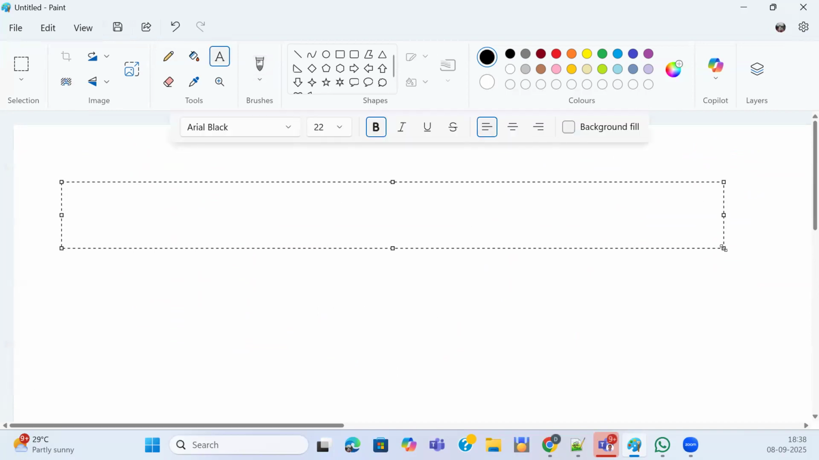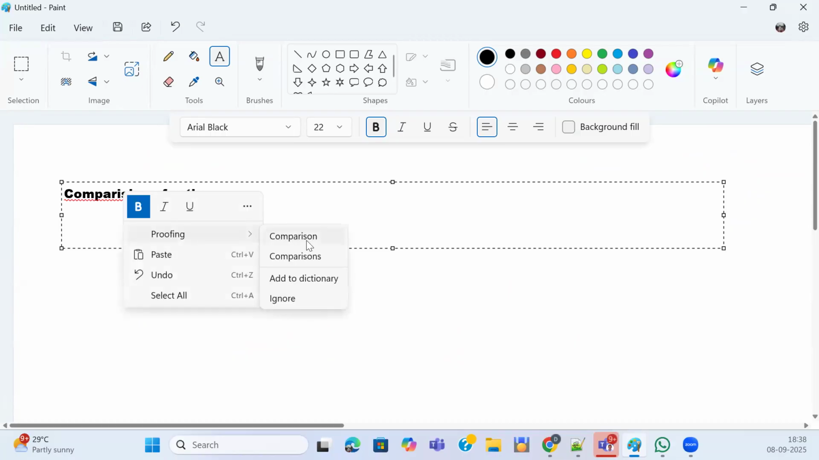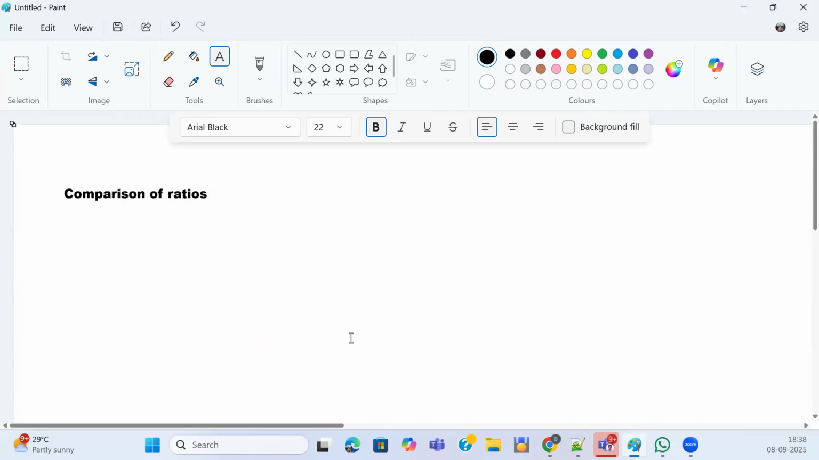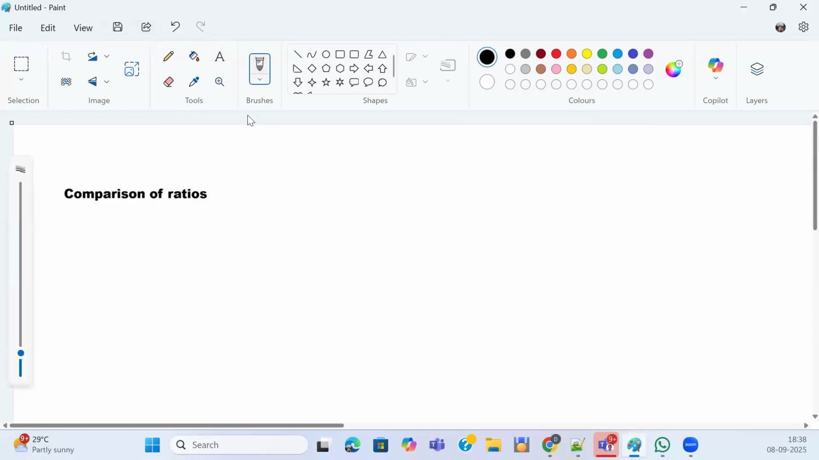Next side heading, comparison of fractions. Sorry, comparison of ratios. Or we can say comparing ratios. Anything is fine. Comparison of ratios. Keep your notebooks aside. Call will disconnect. I think you no need to rejoin. That's what children want, to go and study, right? So no need to rejoin.